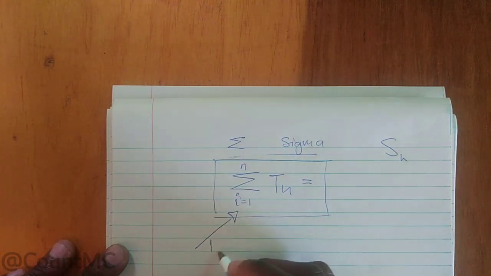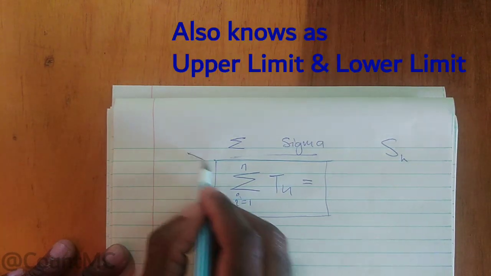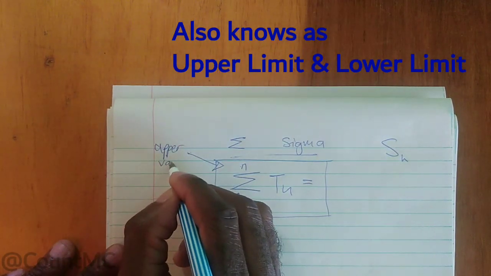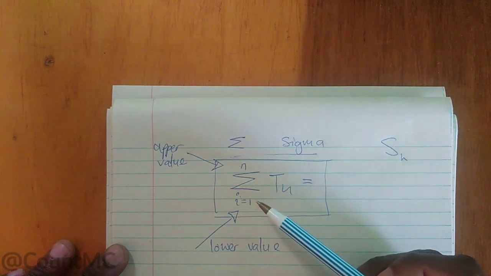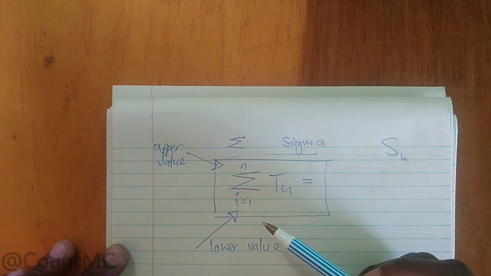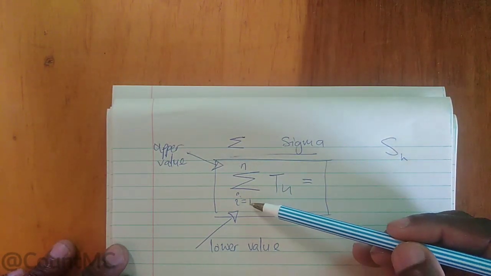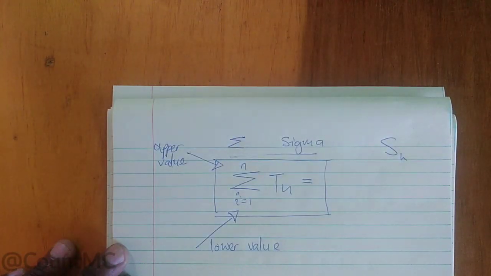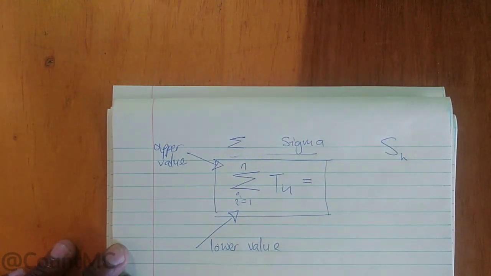This, we call it the lower value, and this, the n, we call it the upper value. Let's say this is a 1 and this is a 10. For you to get from 1 to 10, you have to add plus one integer at a time. That's a must. So 1 plus 1 plus 1 plus 1 plus 1 until you get to 10. Okay, if this is 1 and this is 3, it's 1 plus 1 plus 1 until you get to 3.